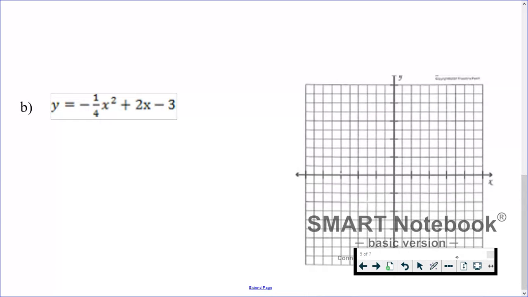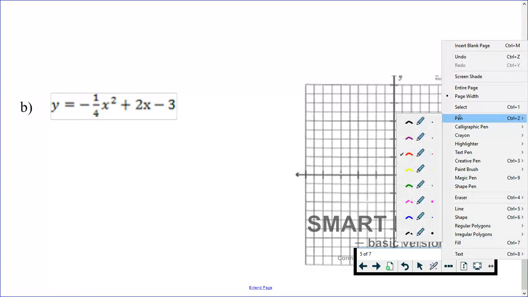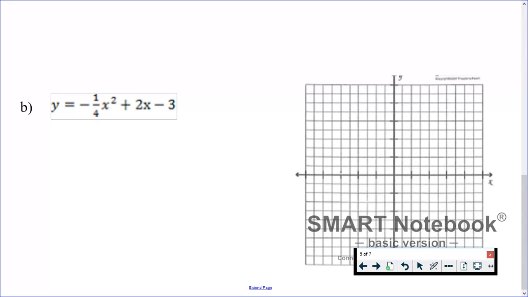So same question here. Why don't you try to find the minimum or the maximum on your own first, and then we can come back and compare. So pause it here, try it, and then come back.